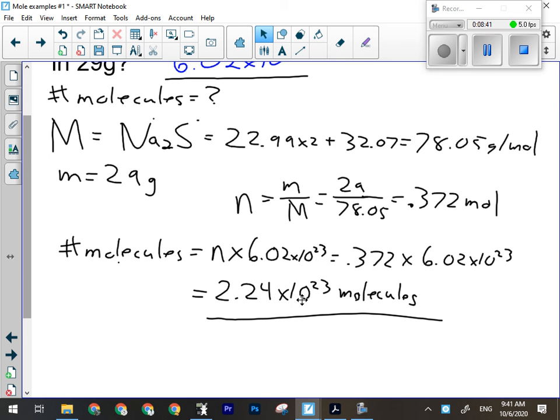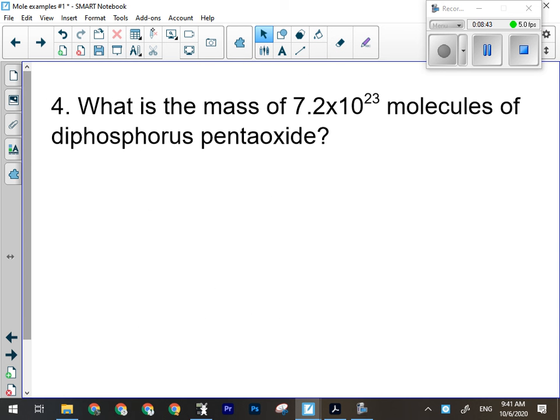Okay, one last type here. We're looking for the mass this time. So they're giving you the number of molecules this time. They're asking you to calculate the mass. It's 7.2 times 10 to the 23 molecules of diphosphorus pentaoxide. Again, you're going to need Avogadro's number, but you're going to use it a little bit differently this time. You're looking for the mass, so you're going to need to calculate the number of moles before you can get mass.